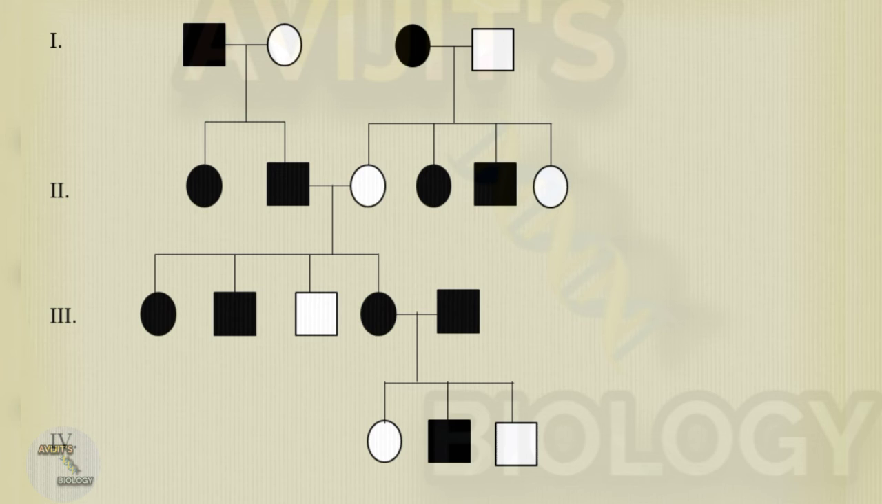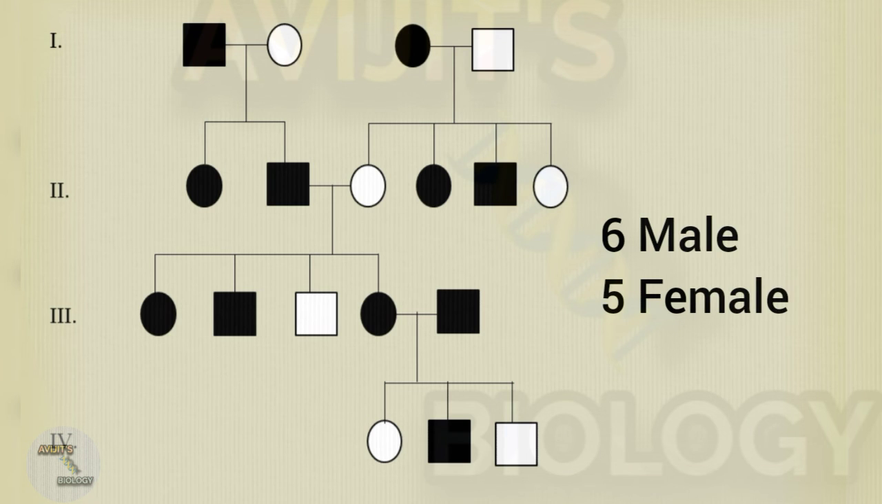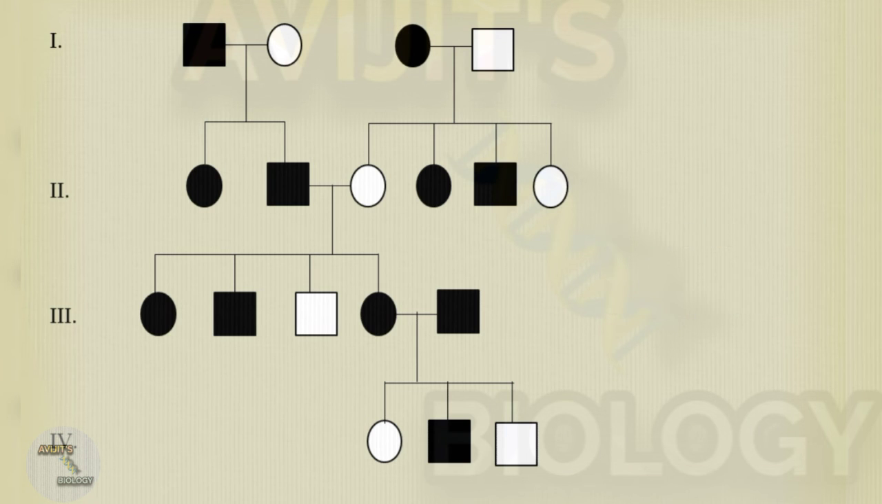Now we have to count the number of affected males. There are 1, 2, 3, 6 males affected and 5 females affected. So we can easily say that it is an autosomal inheritance. Now we have to find out if it is dominant or recessive.